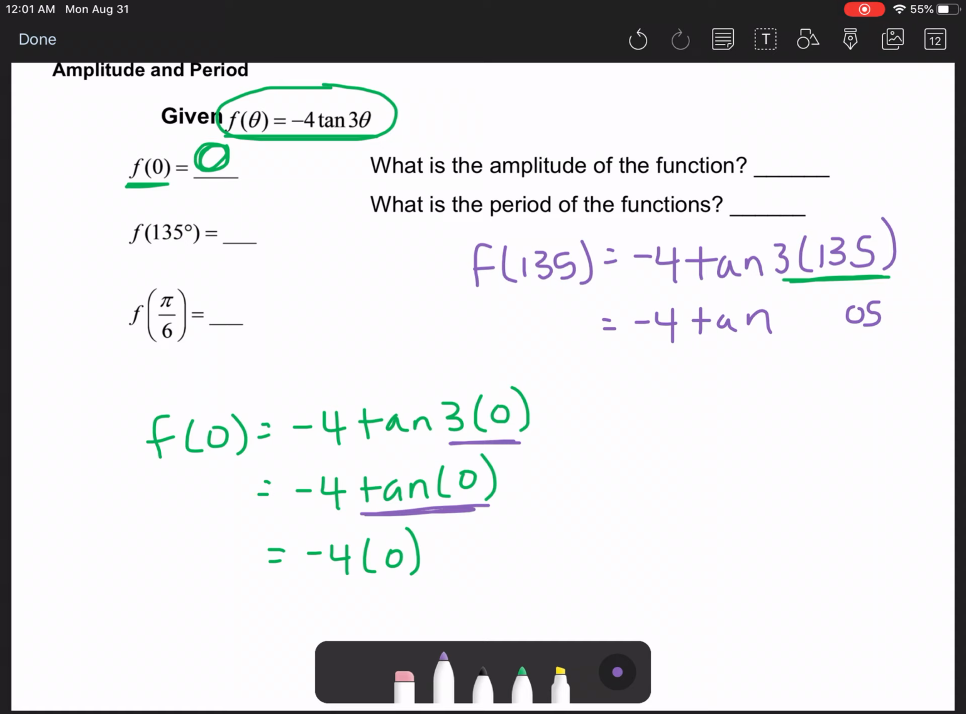Sorry guys, little technical difficulty there. I think you were paused. Hopefully I fixed it.